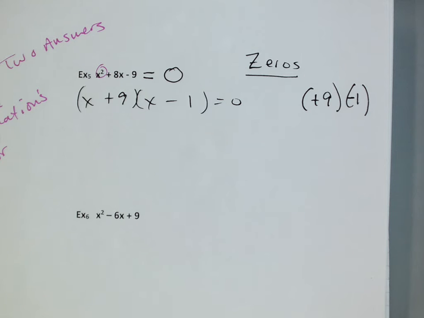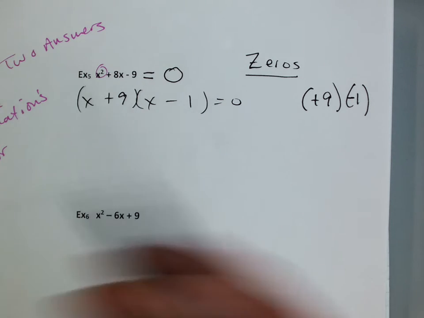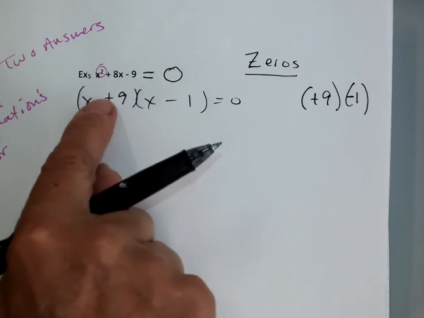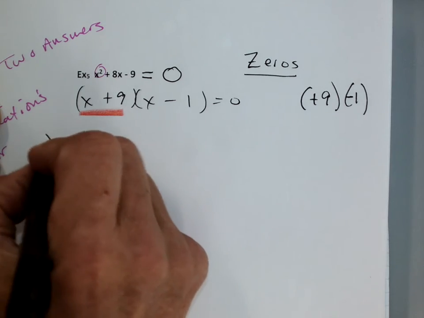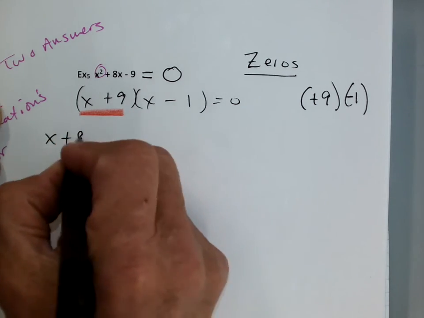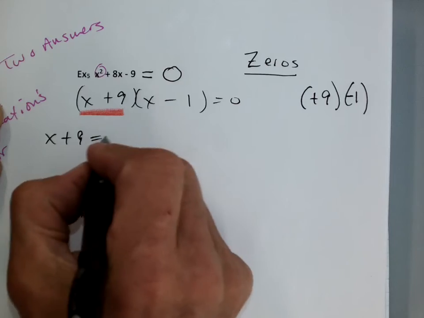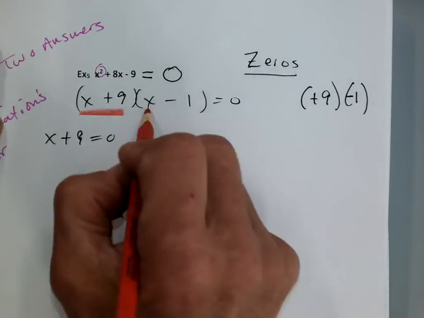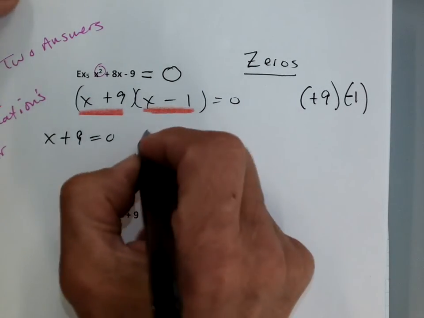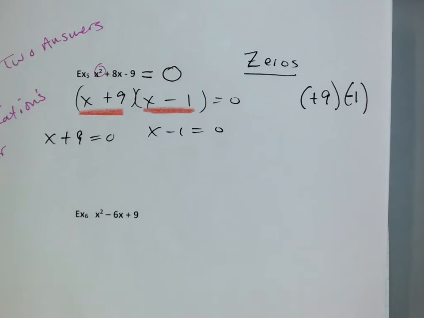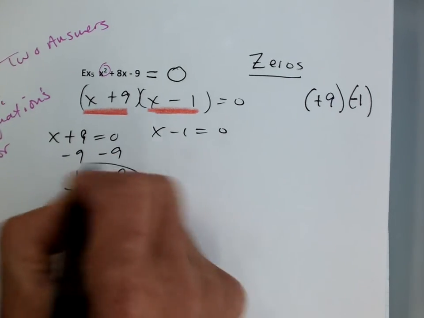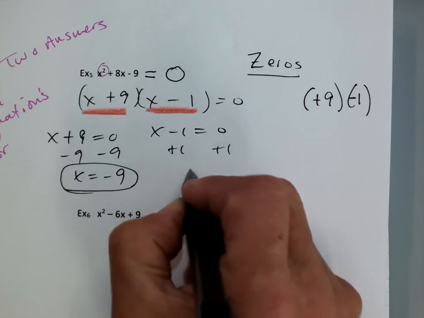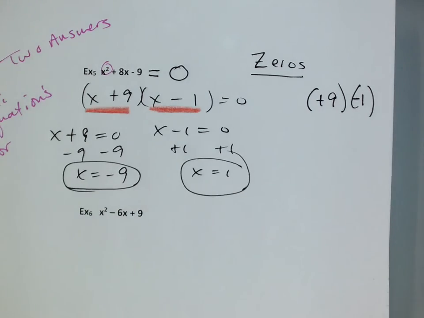So now I have these mini equations. Well, let's set them up. One mini equation is x plus 9 equals 0. And the other mini equation is x minus 1 equals 0. And we'll just solve, and we'll get our zeros. Okay, minus 9, x equals negative 9. That was easy. Plus 1, x equals 1. Okay, that was easy.